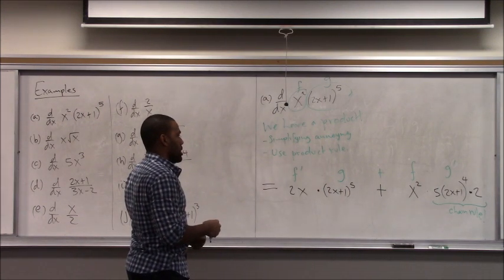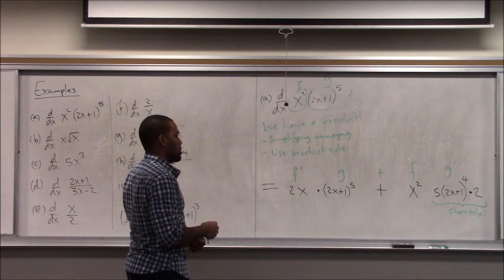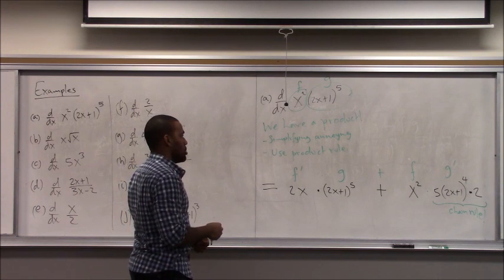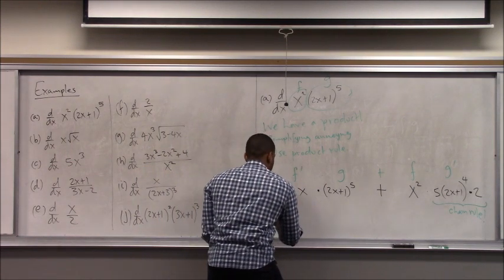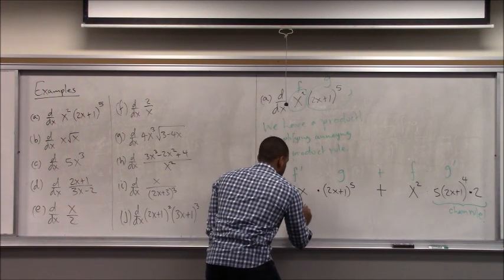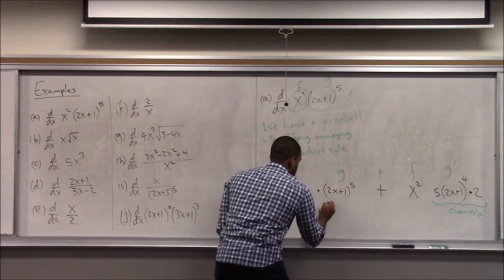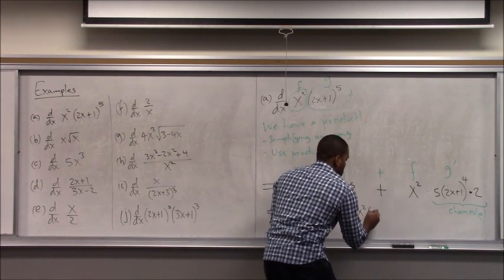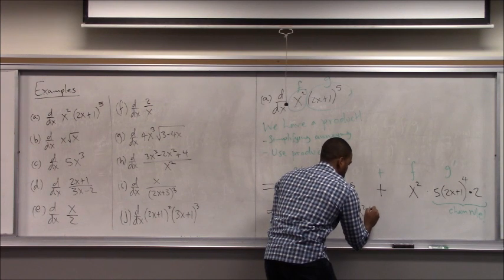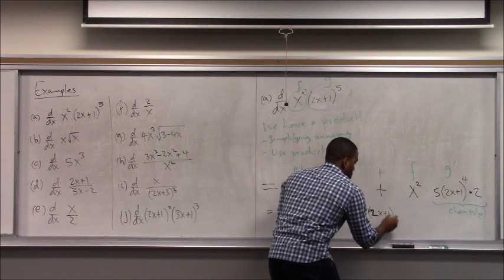Okay, and you wrote that as what? Well, you multiply the outsides, so it's 10, parentheses, 2x plus 1 to the 4th. So here we have 2x times (2x plus 1) to the fifth, plus 10x squared times (2x plus 1) to the fourth.